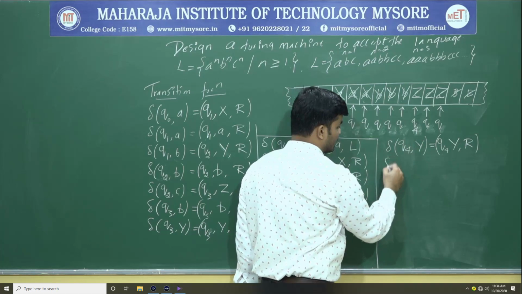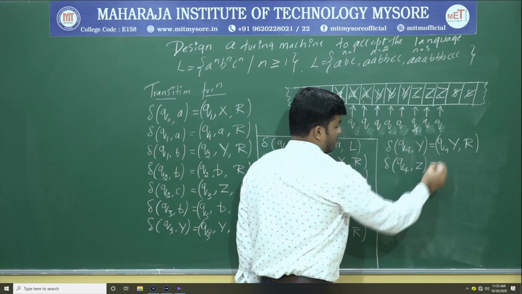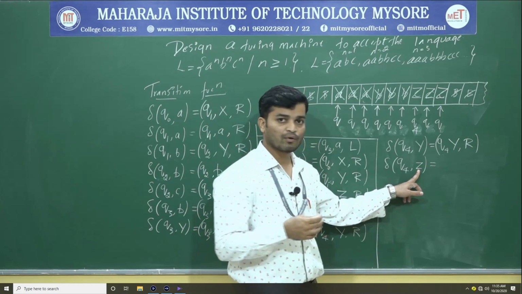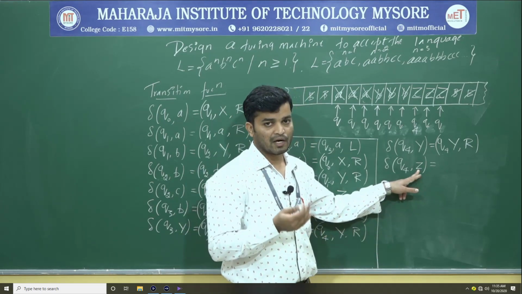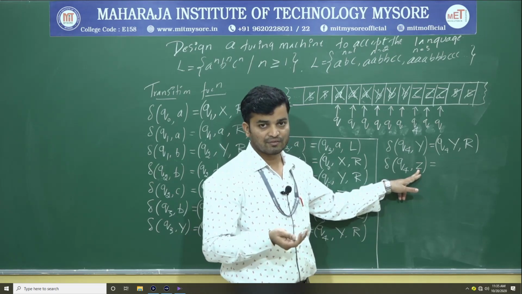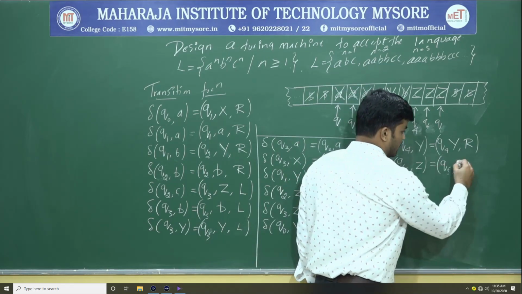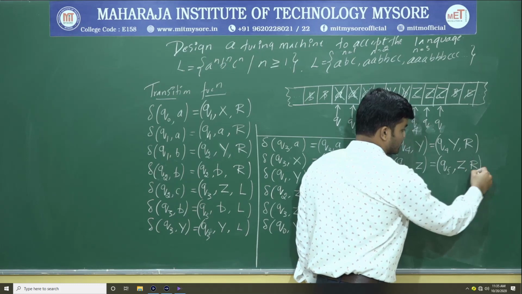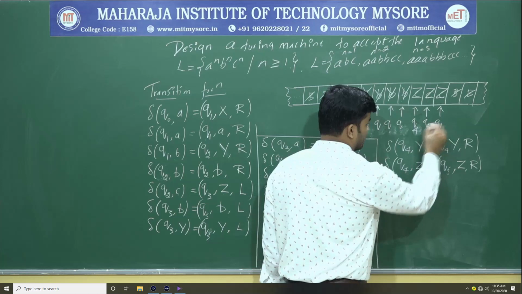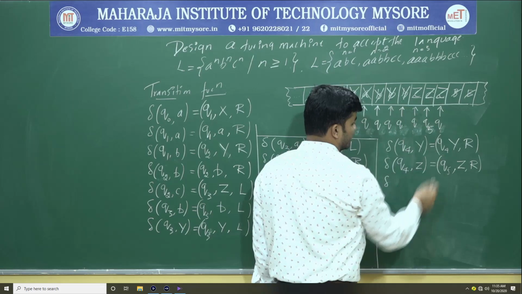Now Q4 upon Z, delta of Q4 upon Z. See, in the Q4, I am searching for extra B, and I got Z, means there are no extra B's. There are no extra A's and there are no extra B's. Now I have to check is there any extra C's. So for that, I am going to take one more state, Q5. I am going to maintain that Z as it is, and keep on moving right hand side, by changing state to Q5.